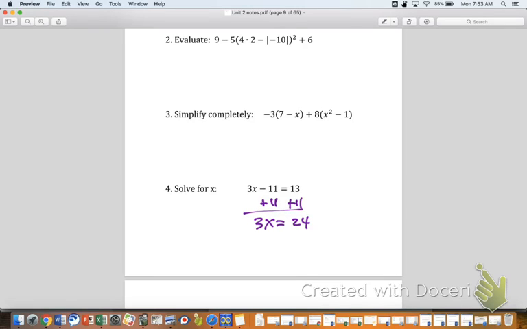Finally, I got to get rid of the 3 that's attached to the x. How would I get rid of that? Right, because it's 3 times. The way I do that is I divide by 3. So dividing by 3 on both sides, I get x is equal to 8. That's my proposed solution. How could I check that if I was wanting to check to be for sure that that's right, Joe? You could do 3 times 8, so just put the 8 in for the x. Okay, yeah, put the 8 in for the x. 3 times 8 minus 11 equals 13. You get 24 minus 11 equals 13. And sure enough, 13 really does equal 13. Okay, so there's that. Any questions at all?